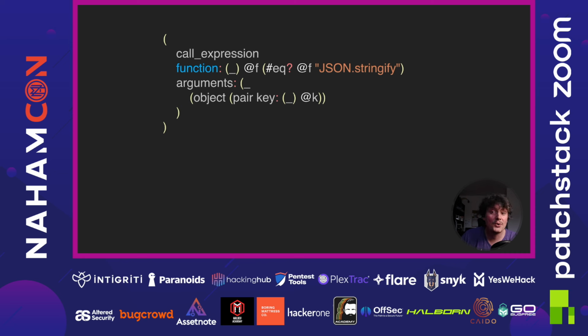This query looks for a call expression where the function being called is json.stringify. Now, it uses that predicate EQ that we mentioned earlier on to do that. But the other thing that it matches is keys within a pair within an object that are part of the arguments to json.stringify. So this will only match keys that are used in objects passed to that particular function.